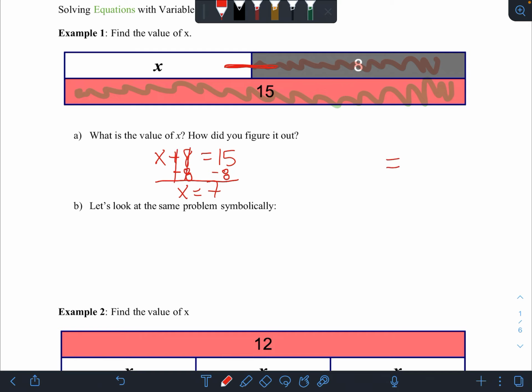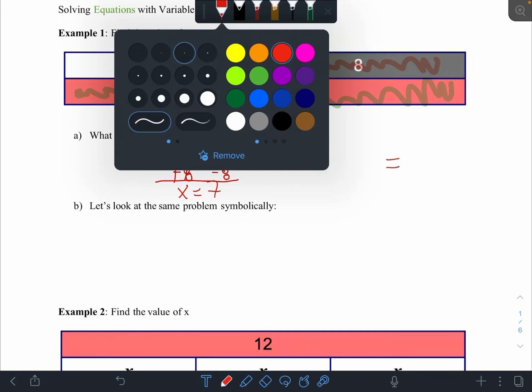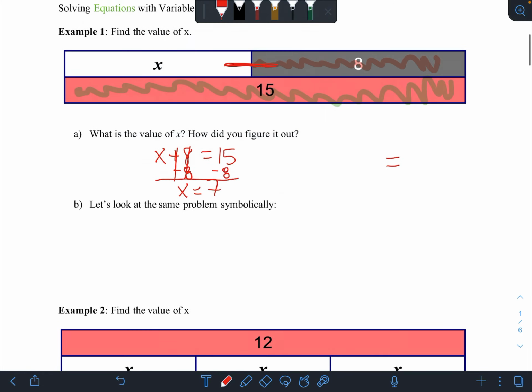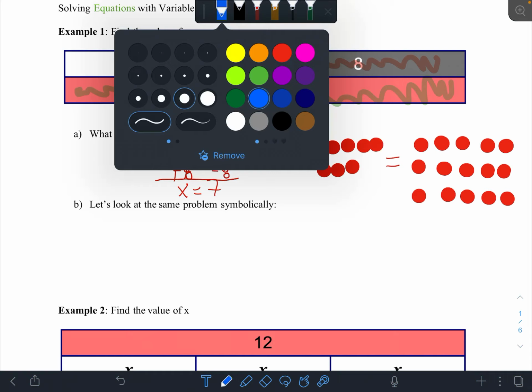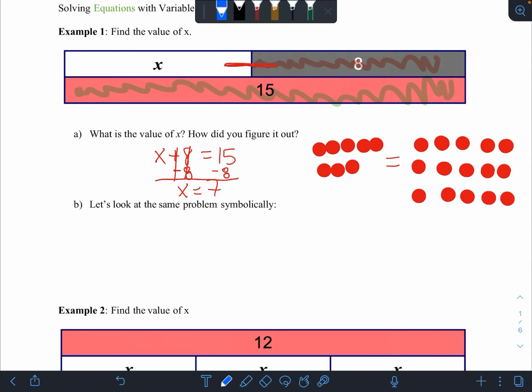If I have an equal sign, and we know that there are 15 dots on the right side, I'm going to draw something out here, sorry. So we've got 1, 2, 3, 4, 5, 6, 7, 8, 9, 10, 11, 12, 13, 14, 15. And so far on the left side, we know we have 1, 2, 3, 4, 5, 6, 7, 8, right? And we have a missing amount. We don't know how many are missing, so we're going to just call it x, okay?